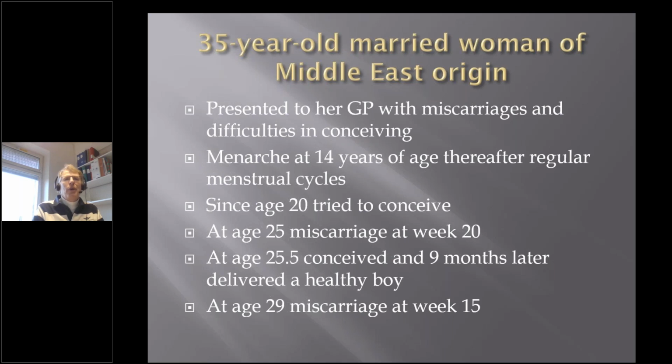A 35-year-old married woman of Middle East origin. She presented to her GP with multiple miscarriages and difficulty in conceiving. She had menarche at 14 years of age, and thereafter the periods were totally regular. Since 20 years of age, she tried to conceive. At age 25, she had a miscarriage at week 20. And half a year later, she managed to conceive, and 9 months later, she delivered a healthy boy. At age 29, she had another miscarriage at week 15.